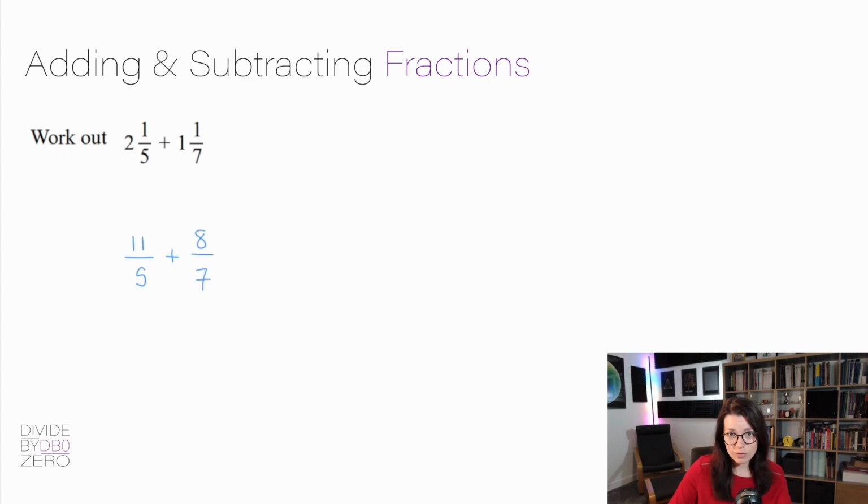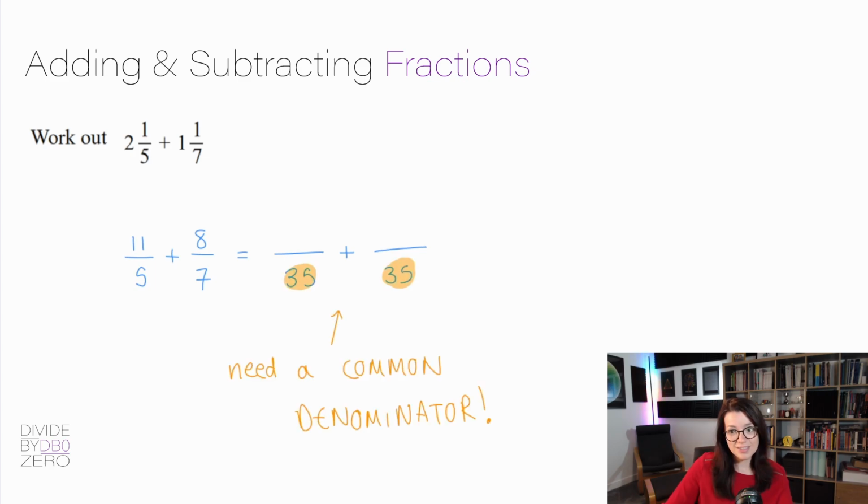Now, when we're adding or subtracting, we really need to have a common denominator. So in this case, think of a number that both 5 and 7 go into, for example, 35, and that can be our common denominator. To change 5 into 35, we need to times by 7. So whatever we do on the bottom, let's do that to the top as well, and that will give 77. And for the 7, we need to times by 5, and 8 times 5 is 40.